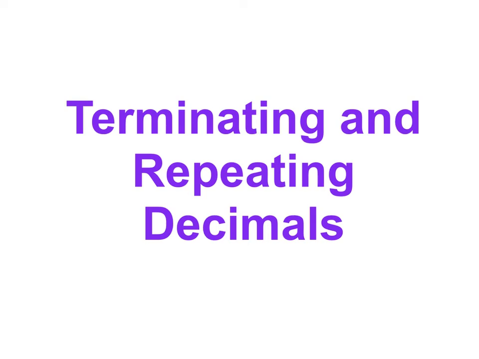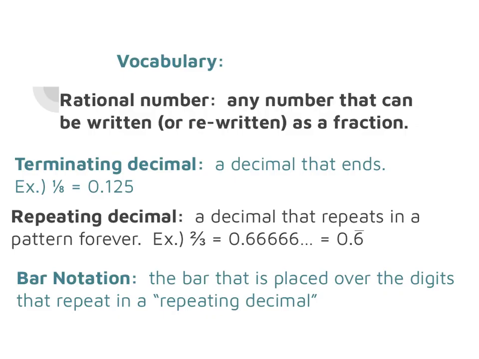Today we're going to be going over terminating and repeating decimals. So go ahead and write this vocabulary down in your notebook. We have a rational number, and that is any number that can be written or rewritten as a fraction. So that includes decimals that either repeat or are ending. Anything that can be written as a fraction. Not all decimals can be rational numbers though, and I'll explain that a little bit later.